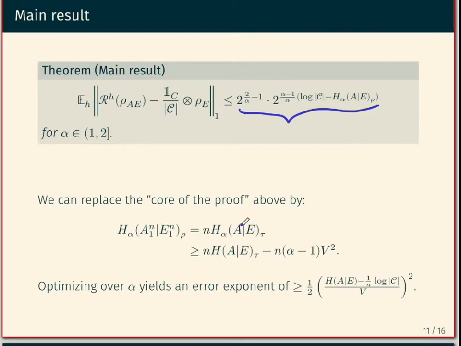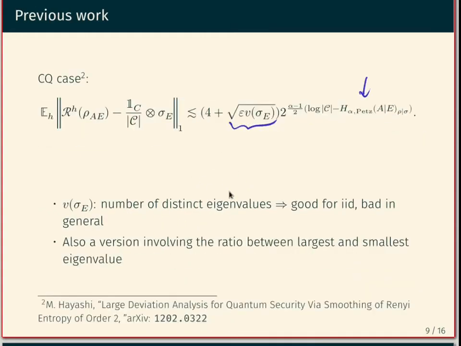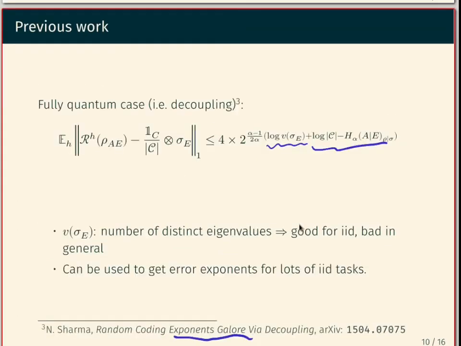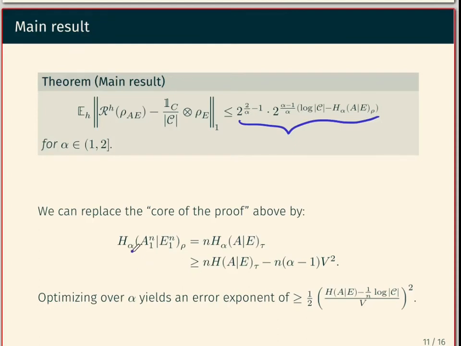And now the point is that using this, we can replace the core of the proof that I gave earlier. So in the fully quantum asymptotic equipartition property, in this proof here, we can cut out the H epsilon and only do this part of the proof, which means it looks like this here. So in the IID case, we want to lower bound H alpha of A1 to n given E1 to n. In the IID case, it's equal to this, and then we pay the same price we paid earlier, and get something like this here.